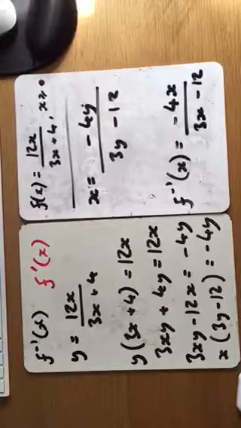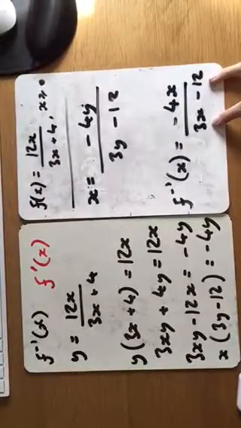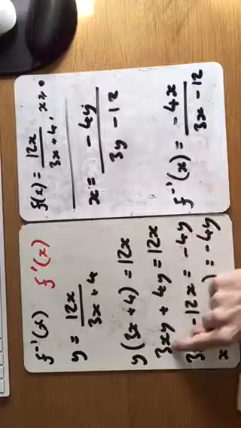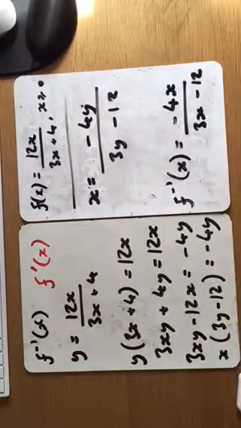You might have the negative version of this. You might have 4x on the top and either minus 3x plus 12 or 12 minus 3x on the bottom. That's absolutely fine as well. All that happened there is that over here you moved the 3xy to the right hand side instead of moving the 12x to the left hand side. Both are absolutely fine.